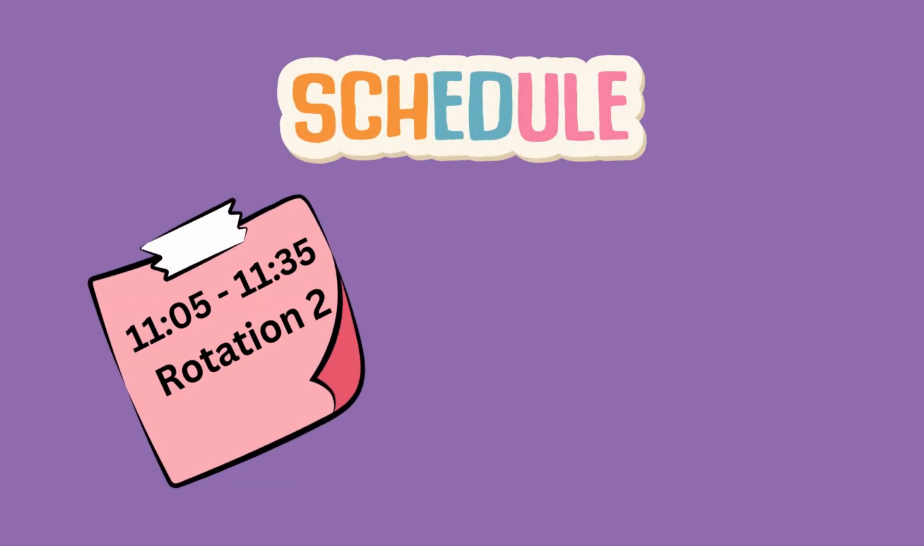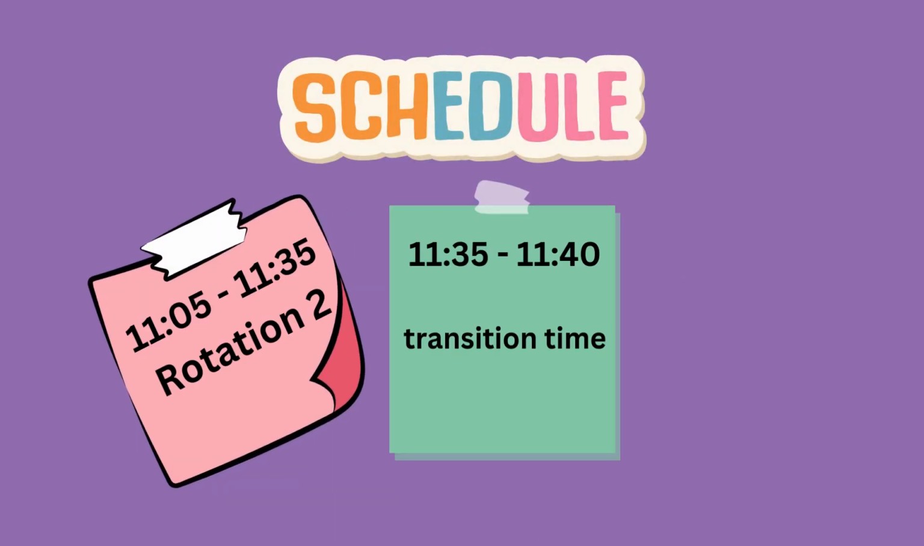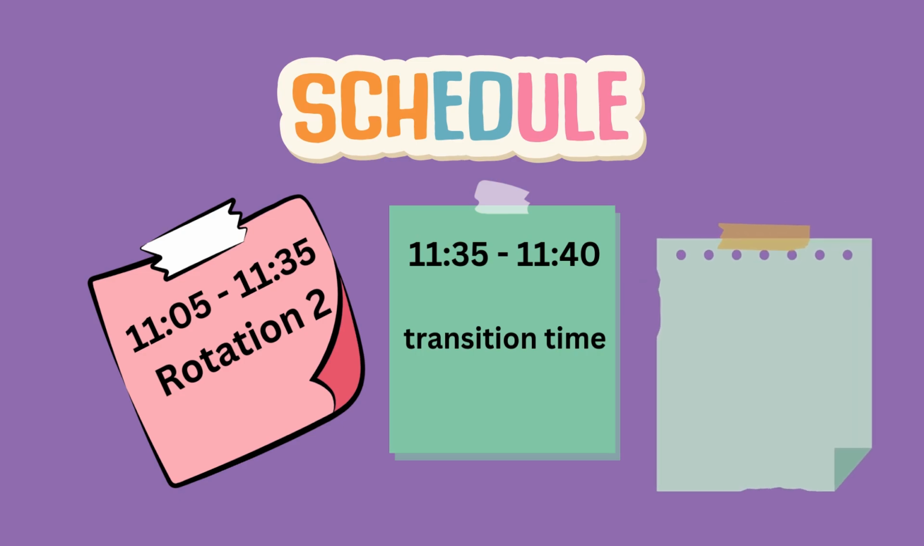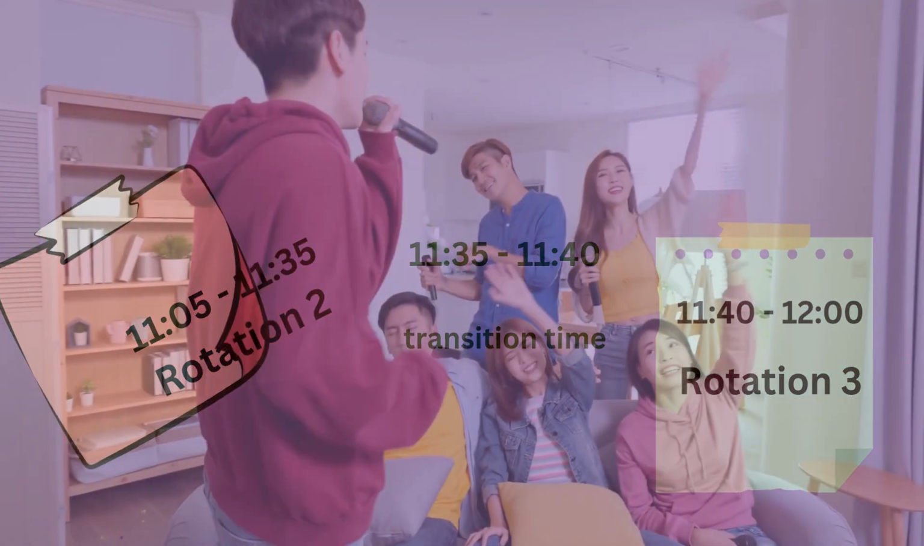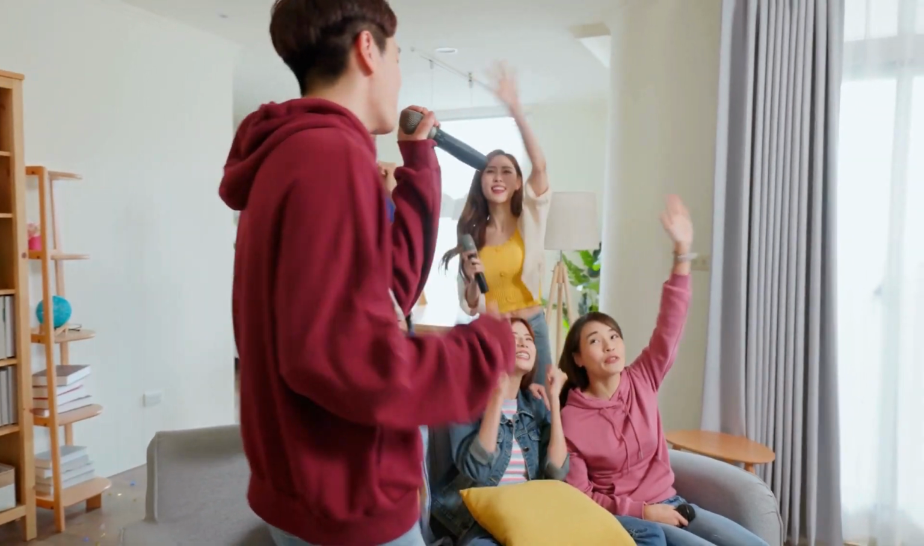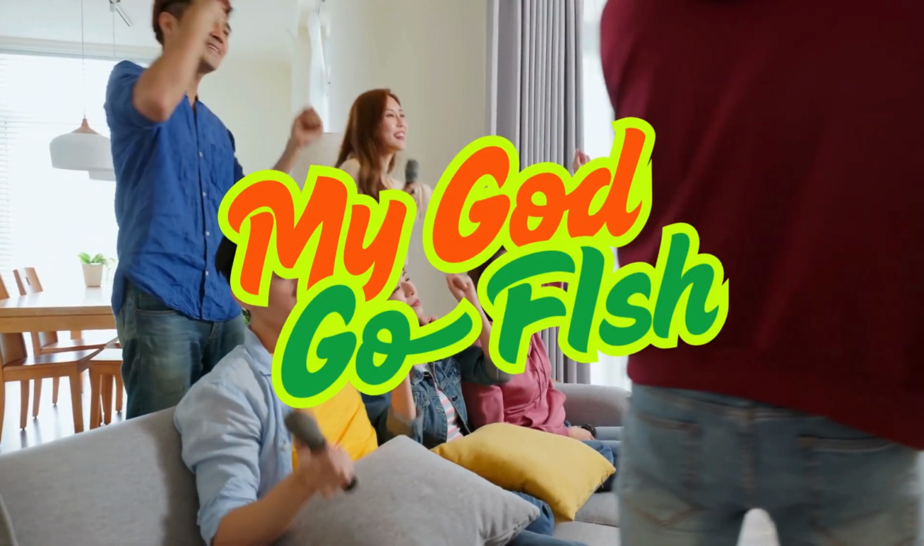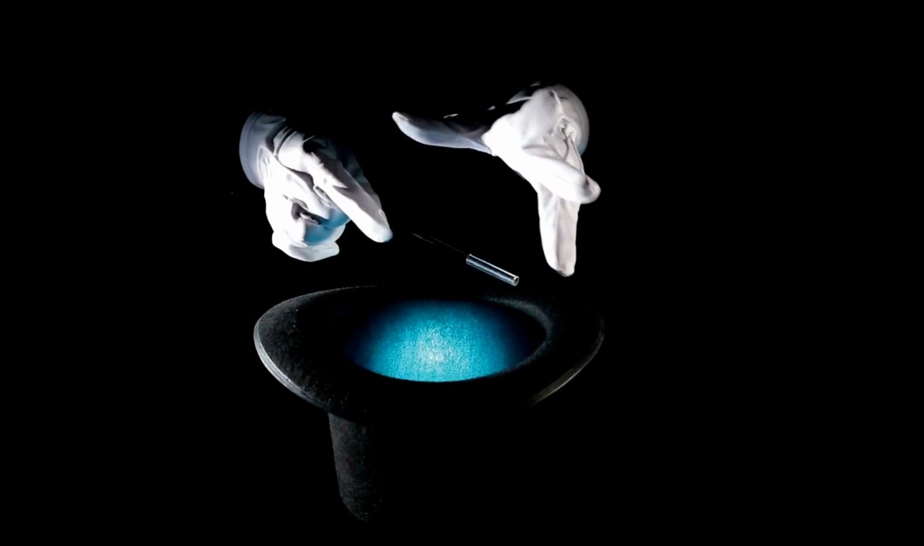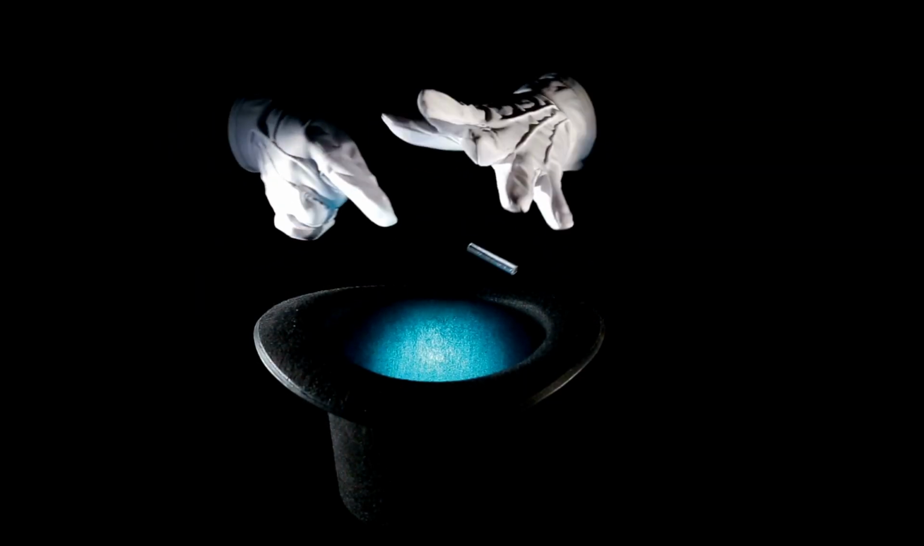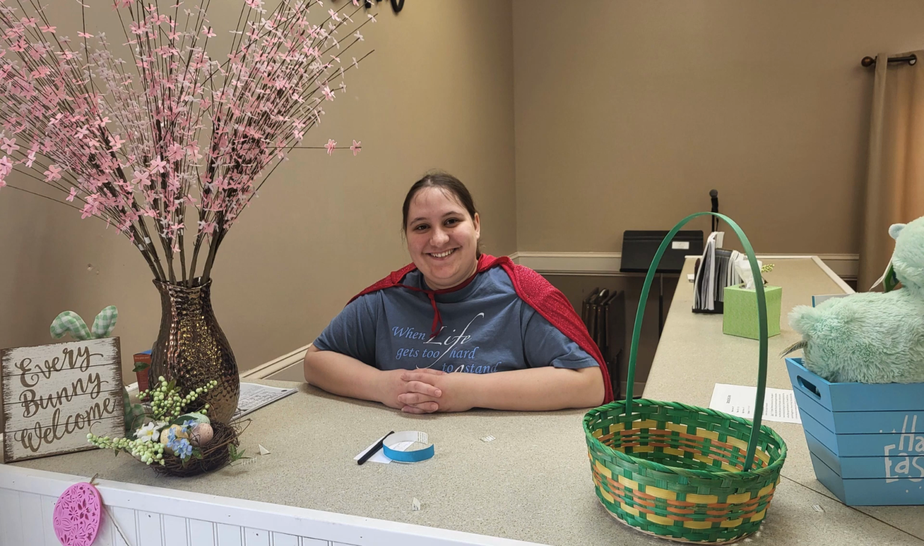We have another transition time from 11:35 to 11:40, and rotation number 3 from 11:40 to 12. This time, let's look at the Bible lesson. I start Bible lesson time with the song My God by Go Fish. I review the actions with the children, and then we sing the song. We then go into a magic show or an illusionist show. This is why the children's minister helper is wearing a cape. She soon adds a hat and is the magician or illusionist for our show.